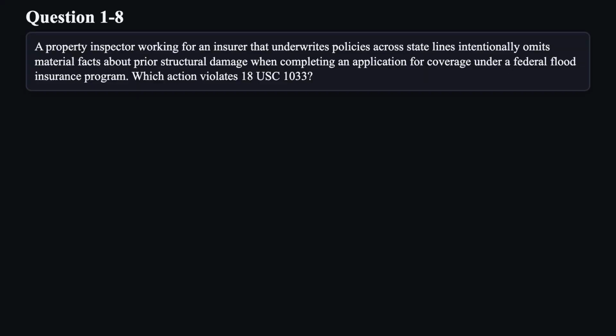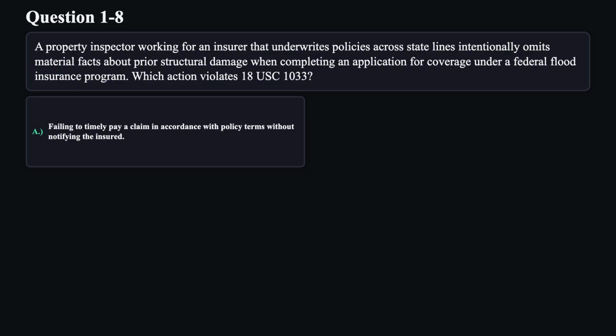Question 8. A property inspector working for an insurer that underwrites policies across state lines intentionally omits material facts about prior structural damage when completing an application for coverage under a federal flood insurance program. Which action violates 18 U.S.C. 1033? A. Failing to timely pay a claim in accordance with policy terms without notifying the insured.